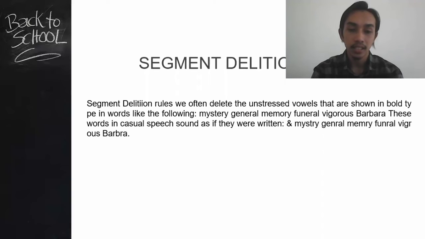And then the next slide is about segment deletion rules. In segment deletion rules, we often delete the unstressed vowels that are shown in bold type in words like the following: mystery, general, memory, funeral, family, Barbara. These words in casual speech sound as if they were written mystry, genral, memry, funral, famly, Barbra.